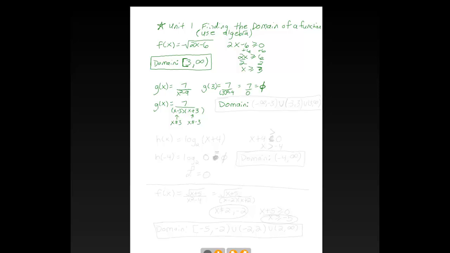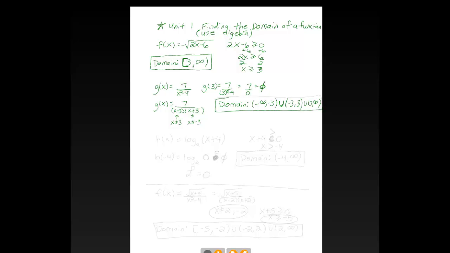So the way I do that is in interval notation. I'm going to say my domain is negative infinity up to negative 3, parenthesis on the negative 3. That means the negative 3 is not included in the domain. Union negative 3 to 3. So that means I can pick any number in between negative 3 and 3, but I cannot pick negative 3 and 3. That's what the parentheses indicate. Union 3 to infinity.